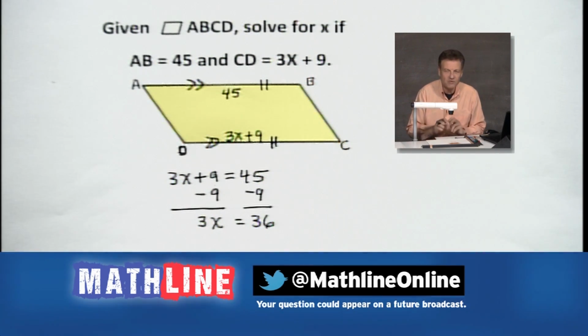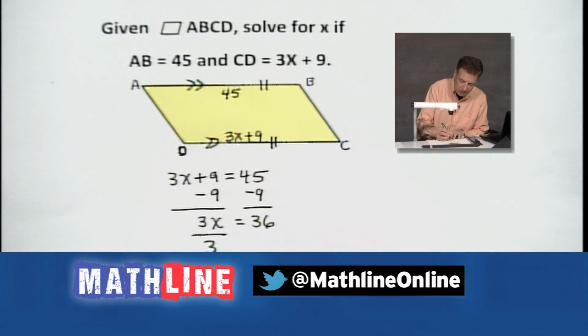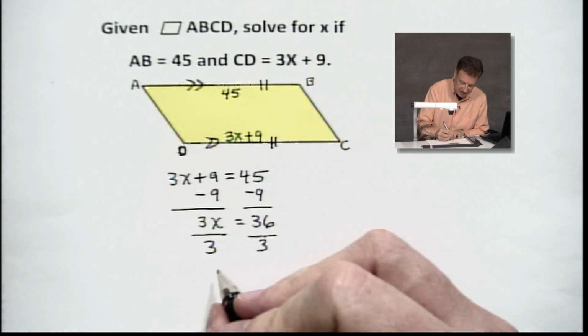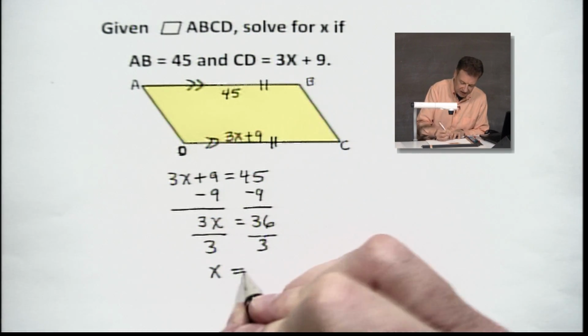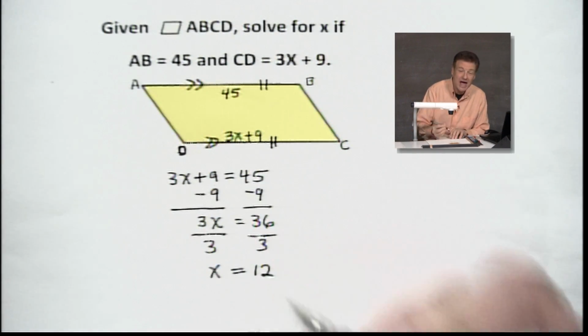Now just think about your money. $45, take away 9, whew, you still got 36 of it left, all right? Let's now divide through by 3, okay? And that's going to give me x equaling to, what goes in there? That's easy, right? Easy division. It's going to give me 12.